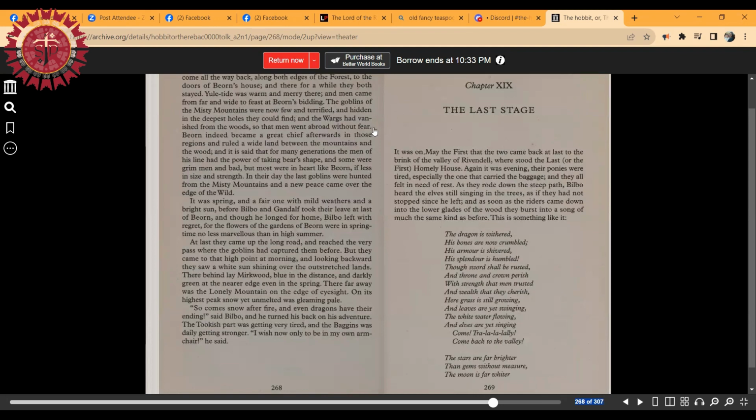Yuletide was warm and merry there, and men came from far and wide to feast at Beorn's bidding. The goblins of the Misty Mountains were now few and terrified, and hidden in the deepest holes they could find, and the wars had vanished from the woods, so that men went abroad without fear.